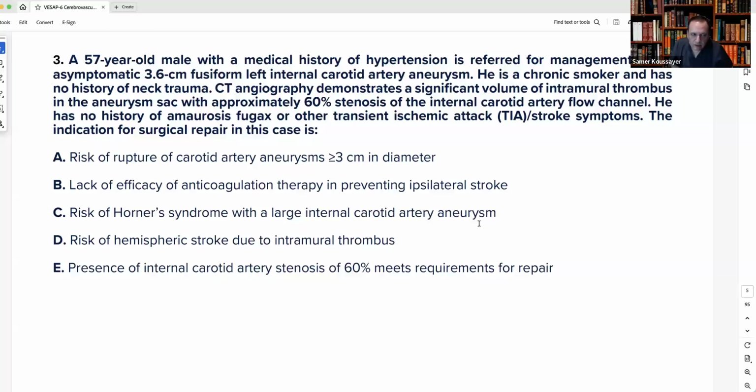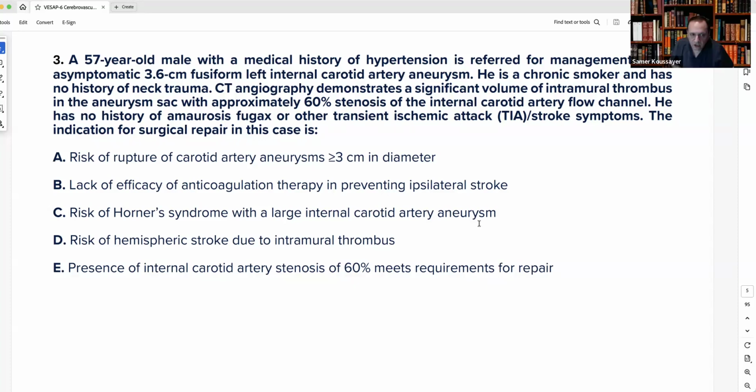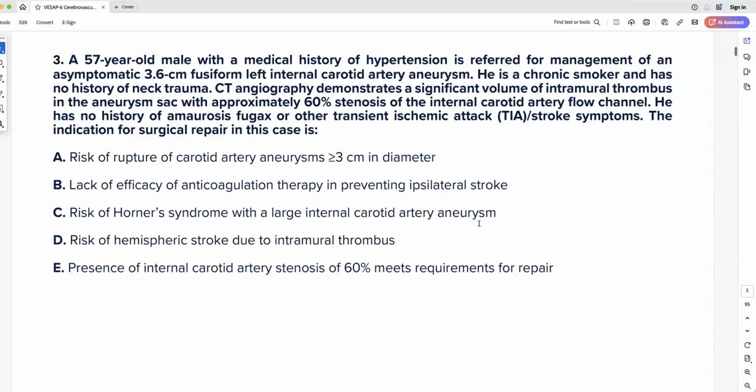Let's go one by one. Why is it wrong? Because we don't have any study that really looks at that to tell us that anticoagulation alone is enough. In this case, in the CTA that they show, there's intramural thrombus already. So I don't think the anticoagulant will be enough to treat this patient. Okay.